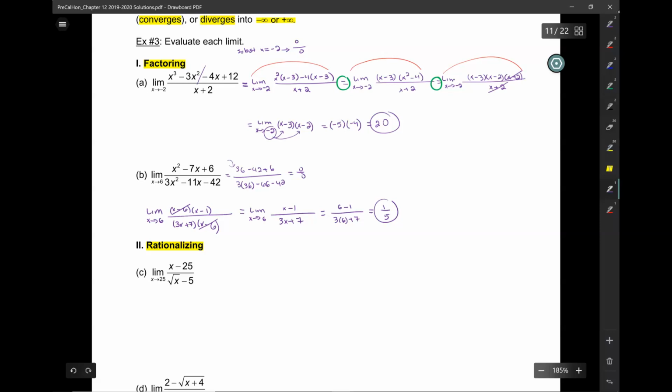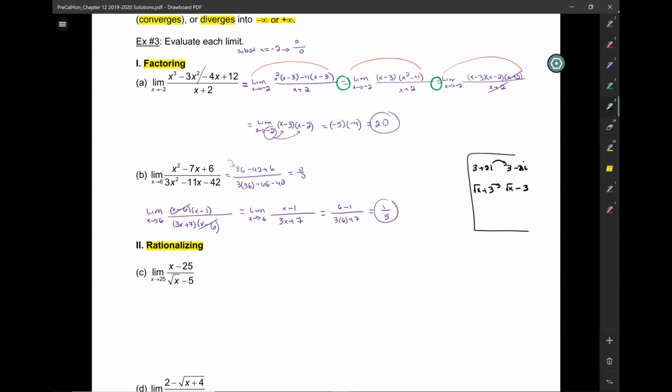Now, what am I going to do here? Do you remember back in the day you learned about conjugates, right? When it was with complex numbers and we had 3 plus 2i, its conjugate was 3 minus 2i. In the case of roots, the conjugate, if I have root x plus 3, is root x minus 3.